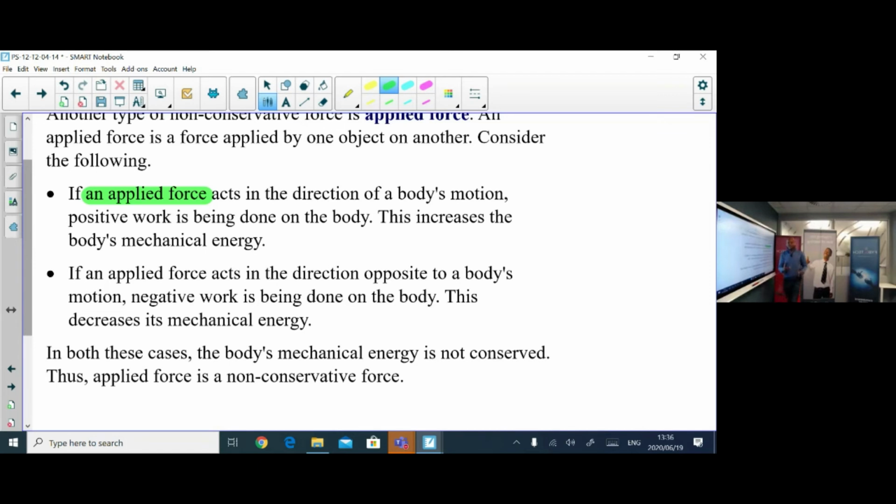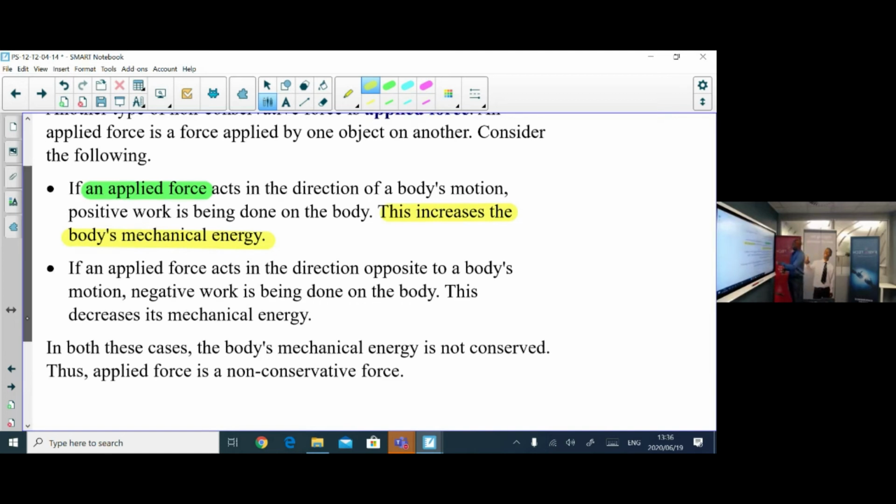I can just take you back to that example of dropping the bar. We decided to choose downward as a positive. In other words, you're going to have a positive work done. That is what this means. Okay, and then remember, the system is going to gain more energy. In other words, that is the increase. This increases the body's mechanical energy. In other words, it's going to increase as time goes on. It's going to increase more speed.